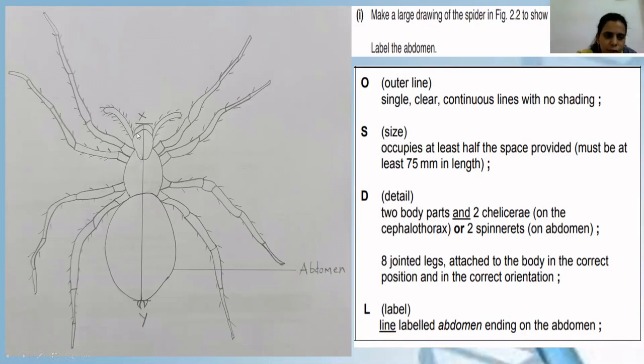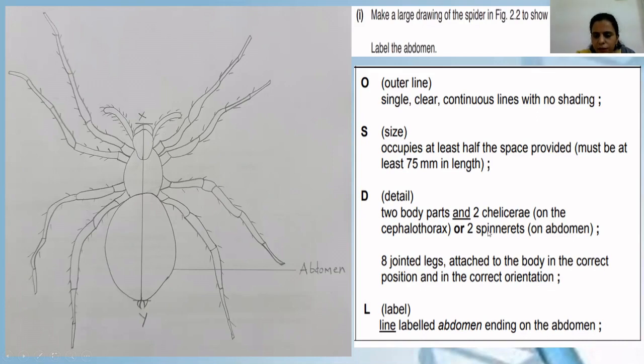You can see here in the cephalothorax, these 2 parts. These 2 are the eyes, and next to the eyes, these 2 parts are actually known as chelicerae. Fine, this is known as chelicerae. So these 2 parts are to be drawn in the diagram.